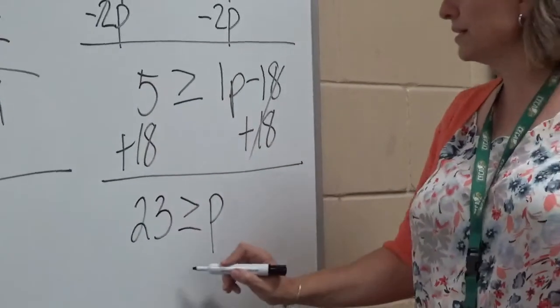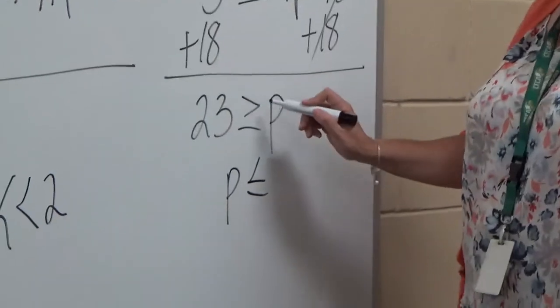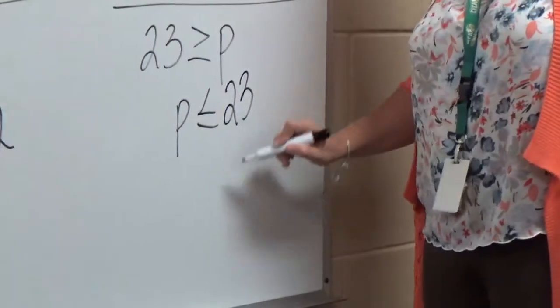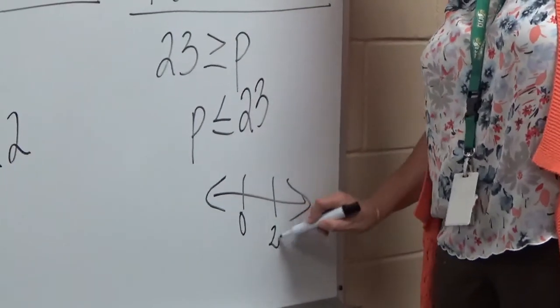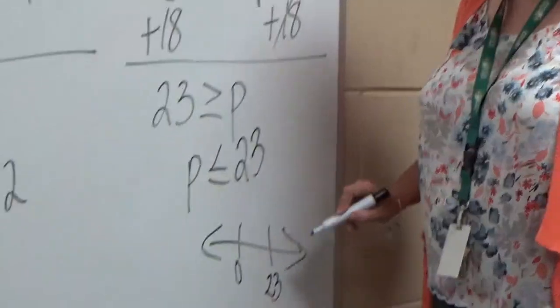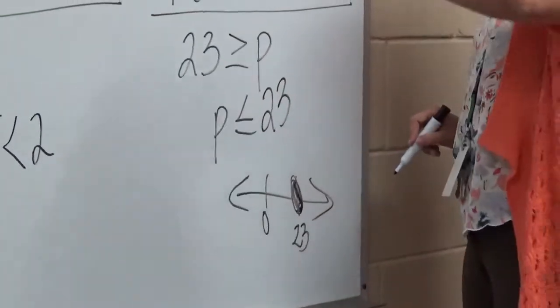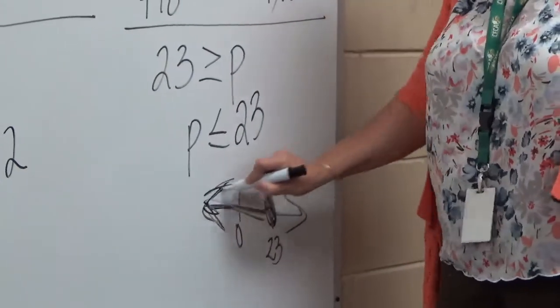Okay, so like I said, I like to have my p on the other side so I can graph easier. The point is going to the p, so I'm going to make sure the point goes to the p. P is less than or equal to 23. How do I graph that? 0, 23. Do I do an open or closed circle? It's going to be closed because it's less than or equal to. If all the answers are less than or equal to 23, it's going this way.